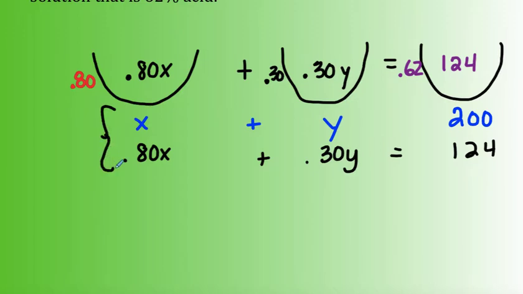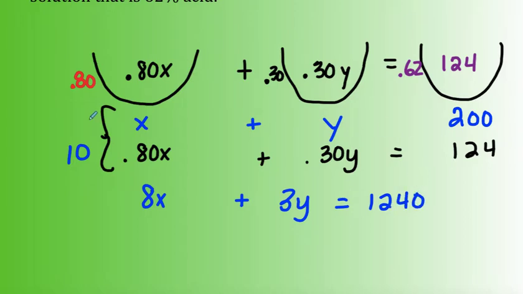So I'm going to actually clear the decimals out. I'm going to multiply by 10. Why? Because I just need to move the decimal one place to get rid of decimals. So I'm going to multiply the entire equation by 10, giving me 8x plus 3y equals 1240. I'm going to bring this one down below it because I'm always neat about that.